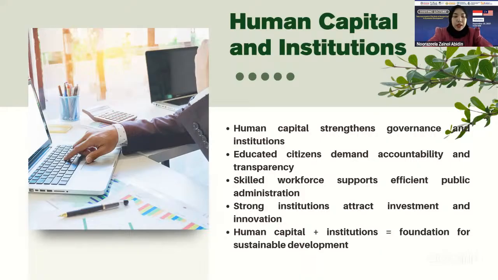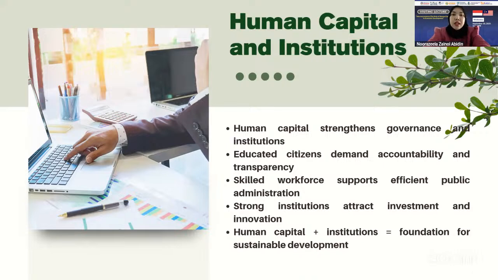Okay, the second one, educated citizens demand accountability and transparency. Okay, so education increases political awareness and civic participation. Okay, citizens with higher knowledge and skill are more likely to hold the government accountable, resist corruption, and demand transparent policy. And then we have the skilled workforce to support efficient public administration.